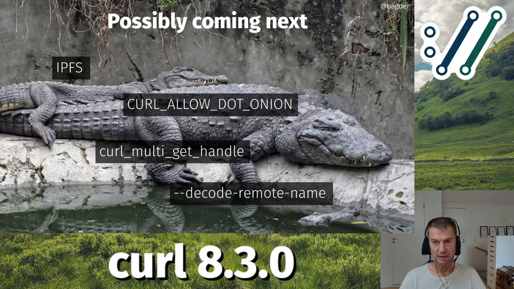There's a PR for this command line option called decode remote name. It's an effort to URL decode the file name. If you use, for example, the dash uppercase O option, curl says use the file name part from the URL to save as a file name, but it doesn't do any URL decoding. So if you're using %20, %3a and so on in the file name part of the URL, that will become actually part of the file name. But with this option, you ask curl to not use the %code things in my file name, decode it first.